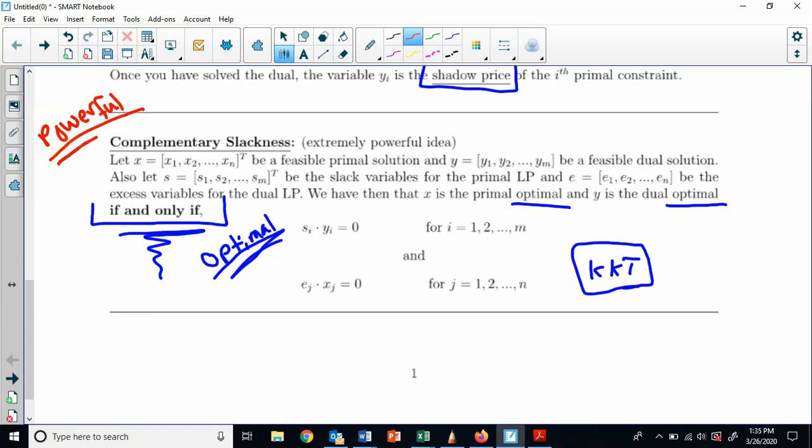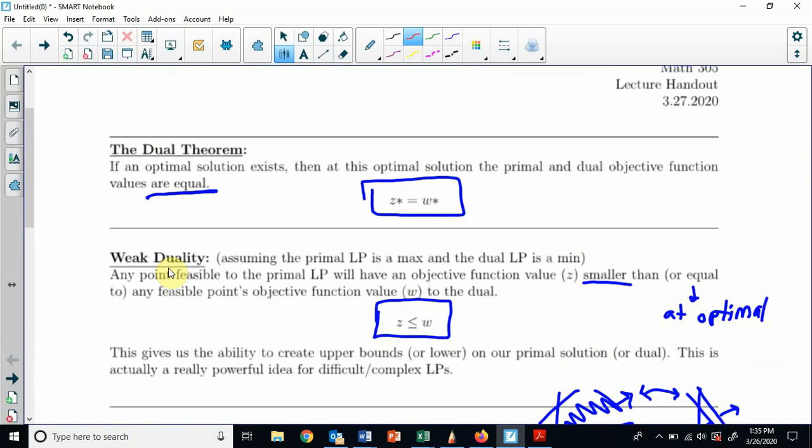Next time I'll show you something that uses these relationships, and it's called the dual simplex method, which is another really awesome thing. If you could do the normal simplex, that's pretty cool. But the dual simplex is another way of solving linear programming problems using all of this understanding that we have built over the last 2 days.